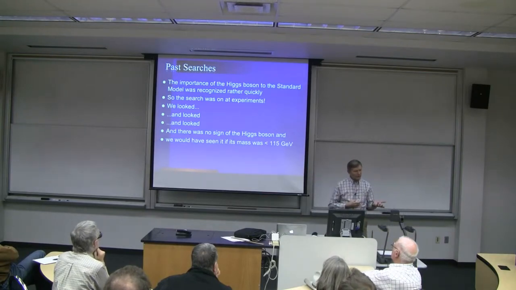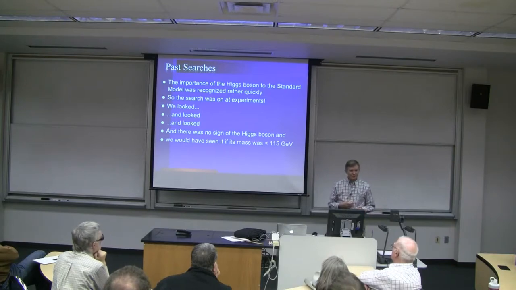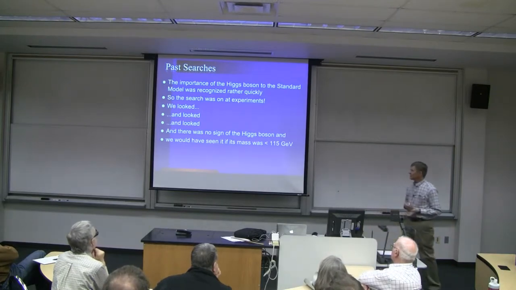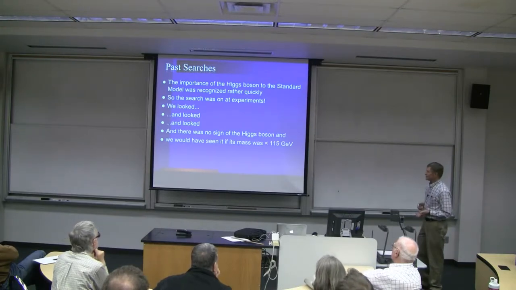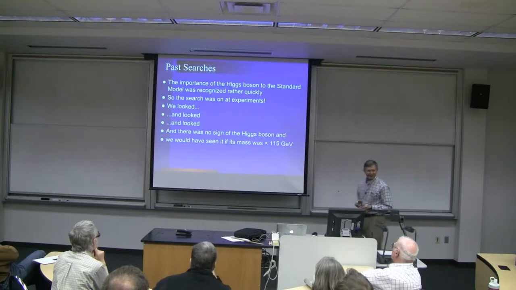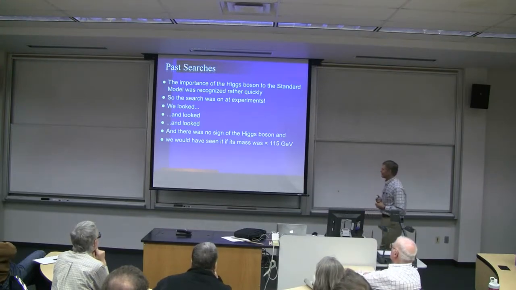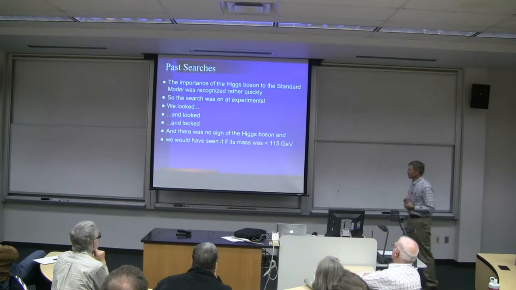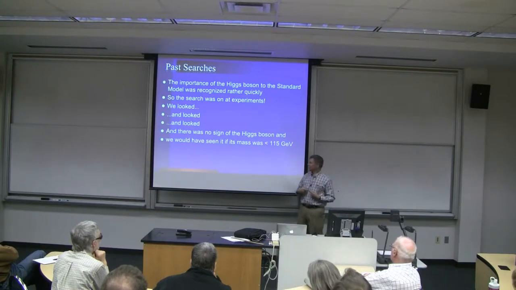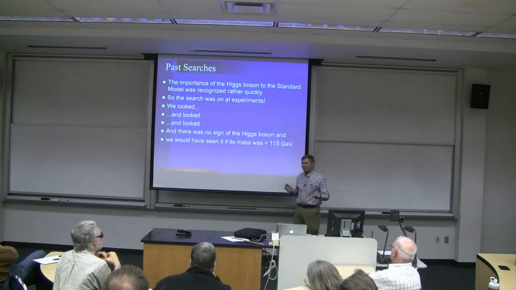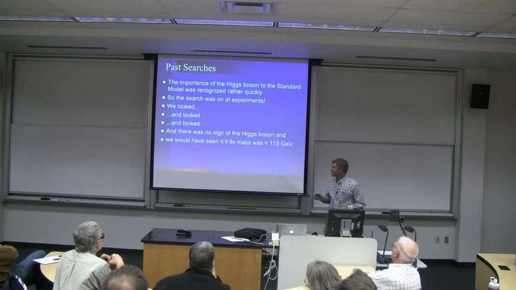as I mentioned, the theorists had this idea in the 60s. There was a huge theory initiative in the 80s to precisely measure everything. And so the search has been on by experiments for a while. It's just that, as I say here, we looked and looked and looked, and we didn't find anything. There was no sign of the Higgs boson. There was even a special accelerator built with electron positrons that would annihilate on each other up to 115 GeV looking for the Higgs. And they didn't find anything.